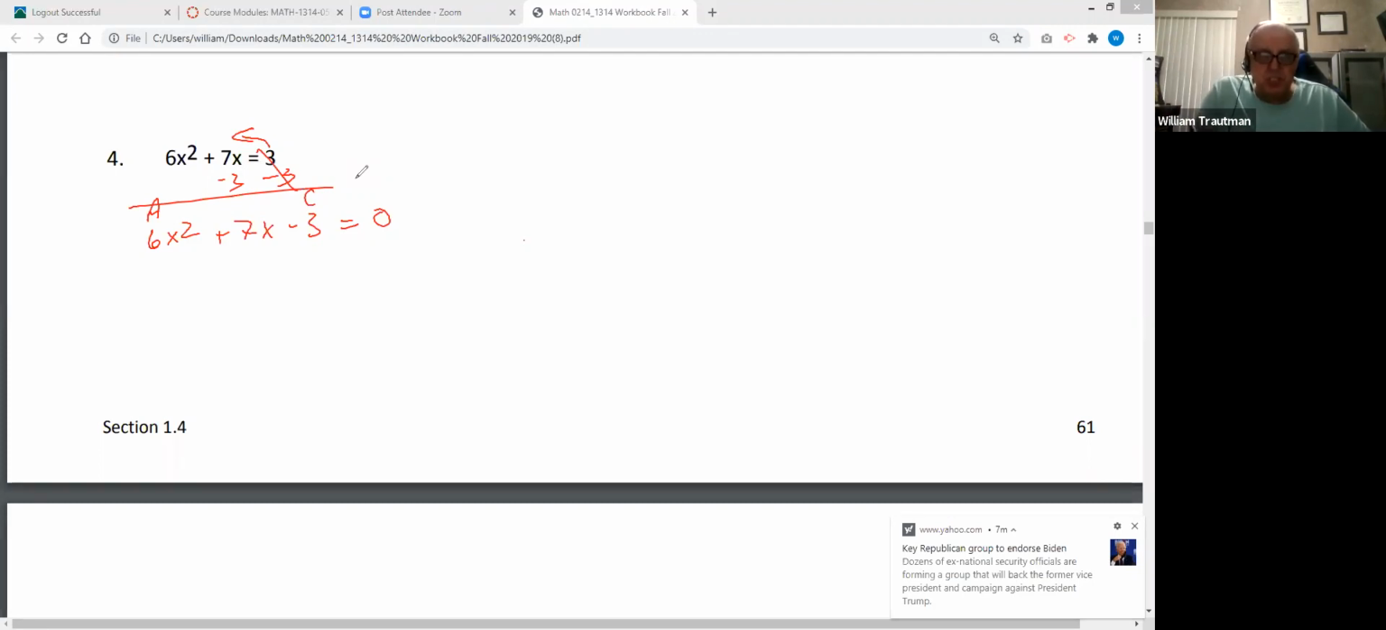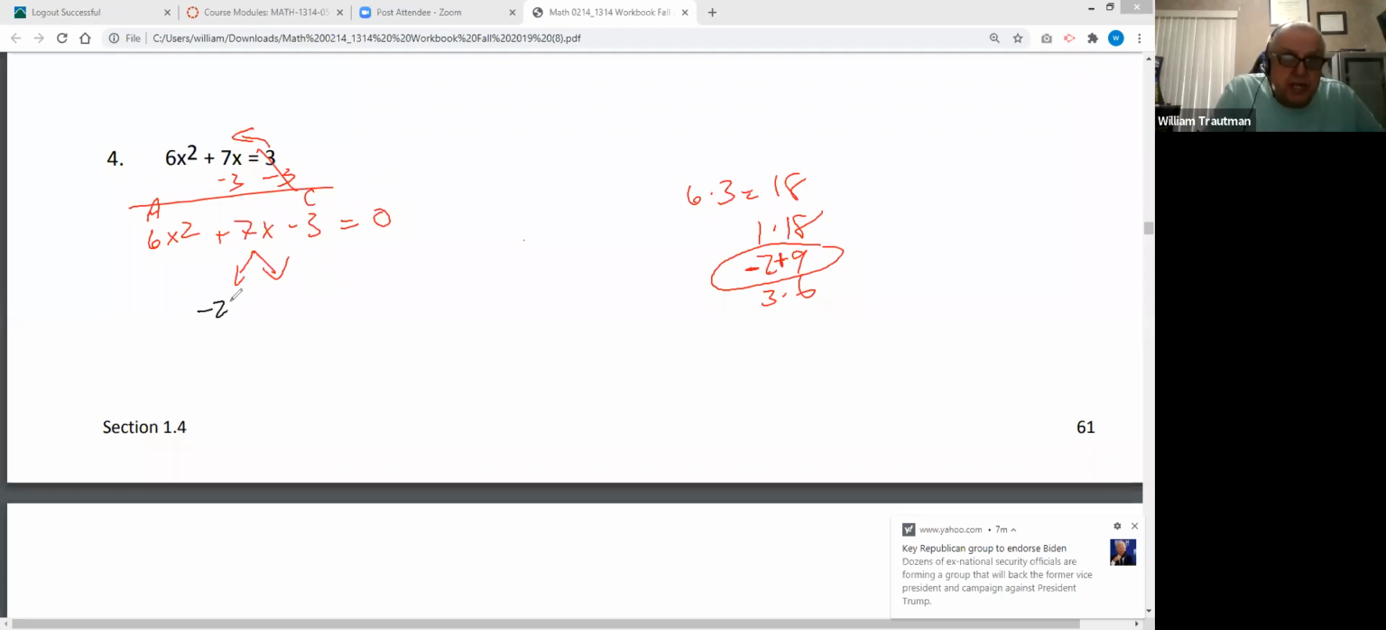The steps and procedures for the AC method. Multiply A times C. 6 times 3 is 18, so 1 times 18, 2 times 9, 3 times 6. How do I get 7? A minus 2 and a plus 9. That's the only way I can get a plus 7. So we're going to split the middle with a minus 2x and a plus 9x. Do you see? We have to use that to split the middle.